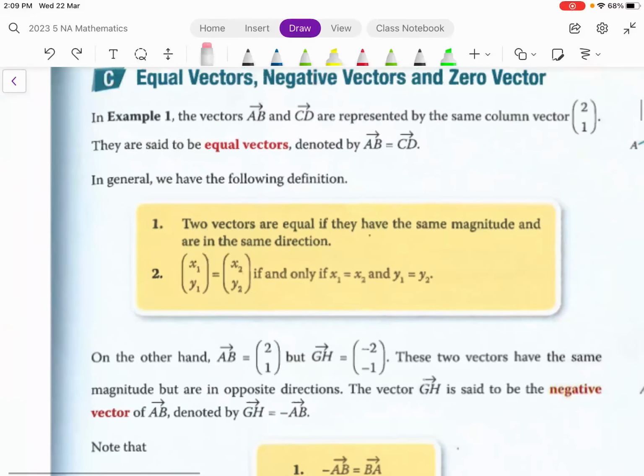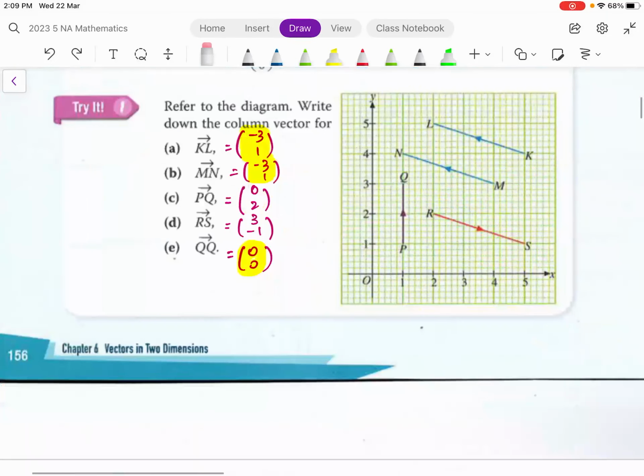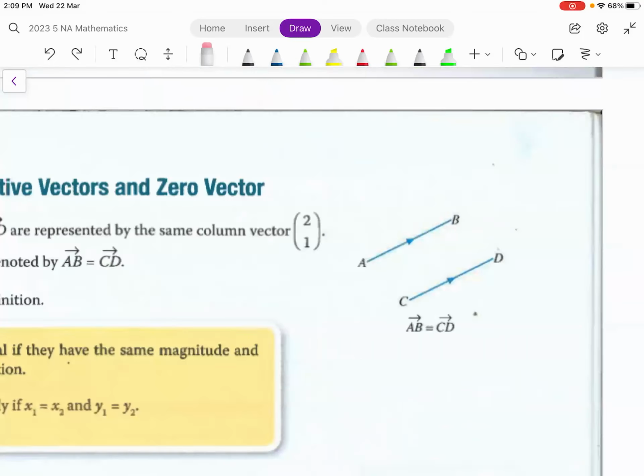So in this case, AB and CD, look, on the right hand side, A to B, C to D. They are parallel, they have the same magnitude, but they did not start from the same point. They didn't both start from A. Okay, but they are still called equal vectors.